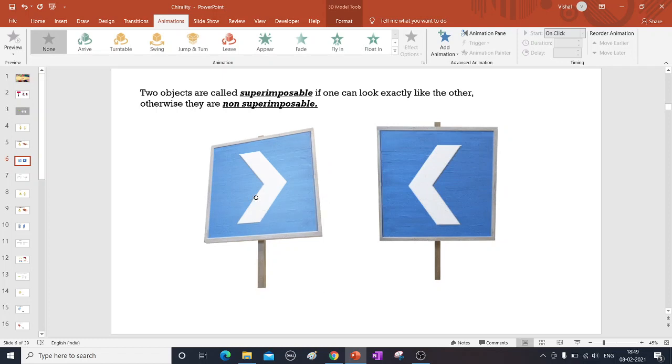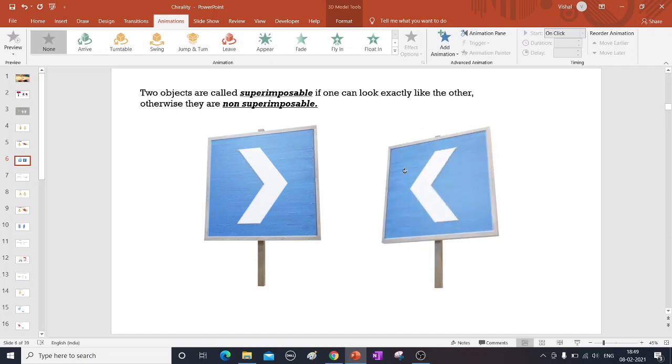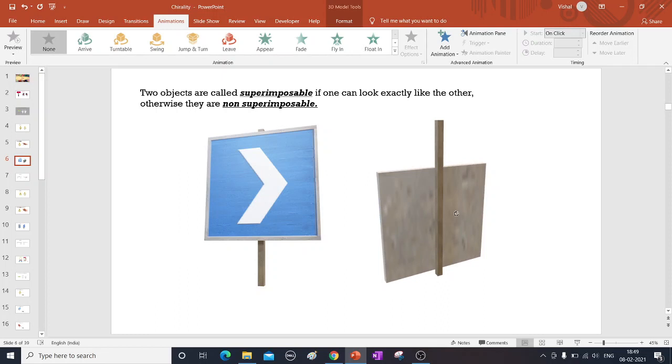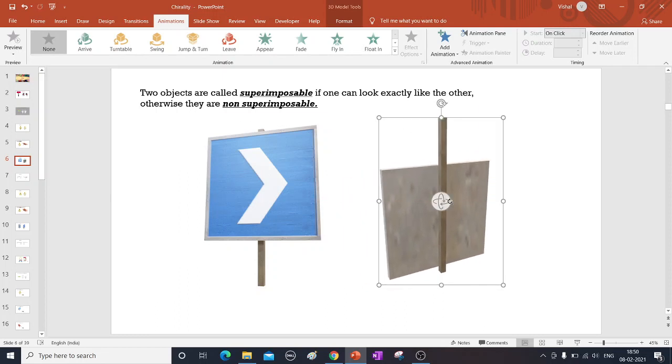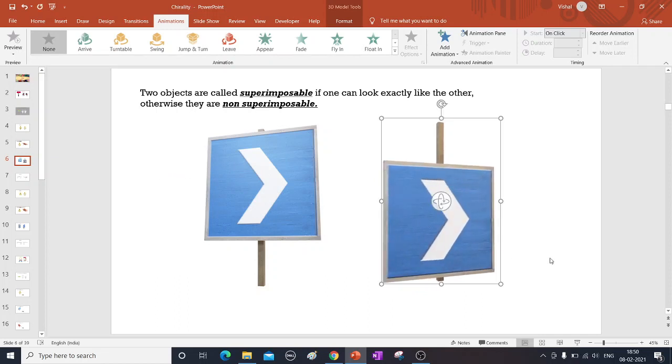So in these positions, they are not superimposed. You can't call them superimposable yet, because this arrow is pointing towards right, but this arrow is pointing towards left, and you need to make one of the objects look exactly like the other. So you might want to turn it around and adjust, but if you turn it around like this and adjust like this, now the arrow is pointing towards right, but they are not superimposable because this piece of wood is here.